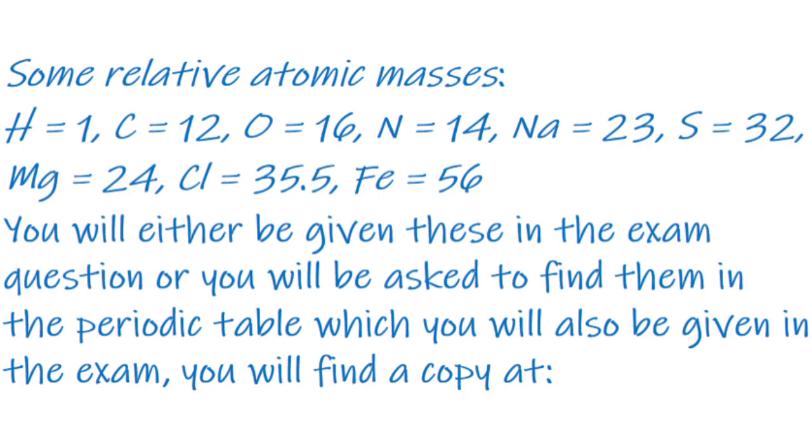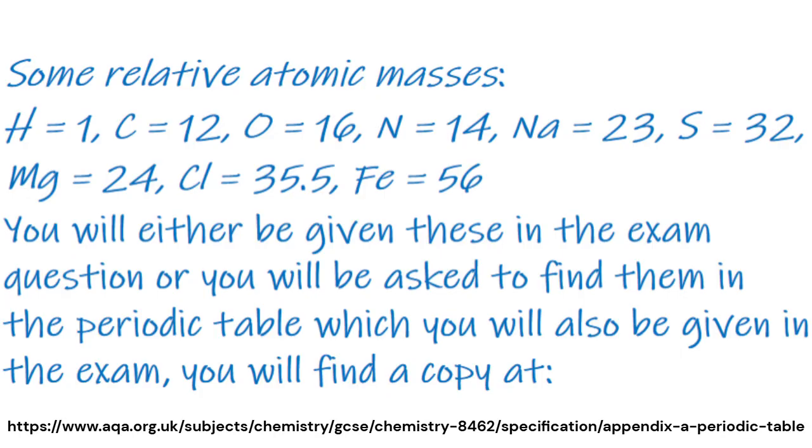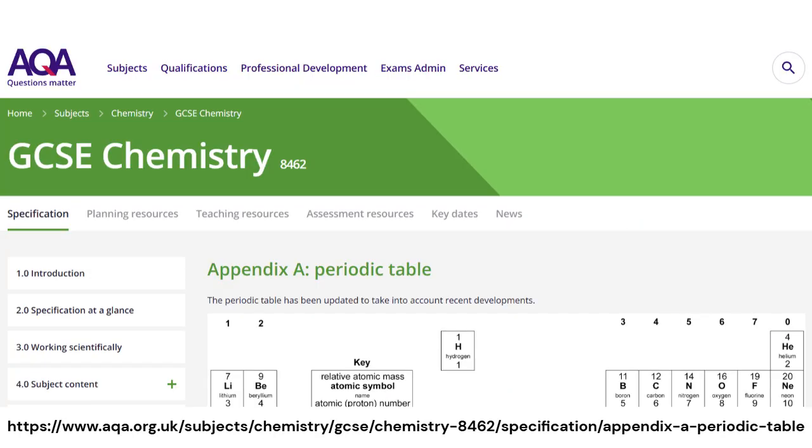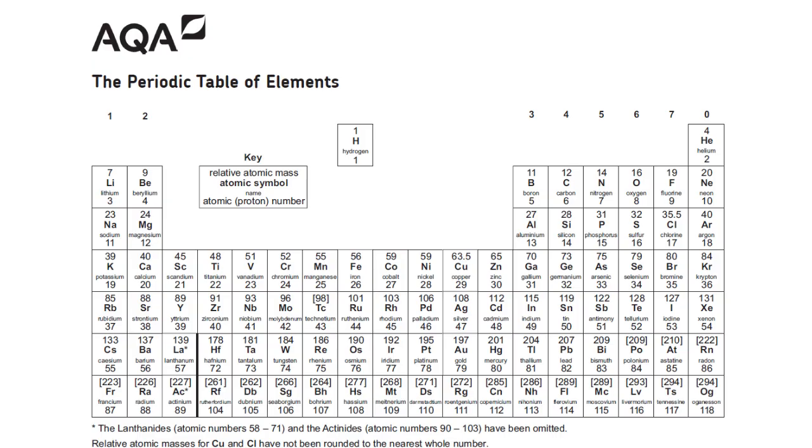Here are some relative atomic masses, and some of these you'll be very familiar with. And you will be given these either in the exam question, or you might be asked to find them in your periodic table, which you will also be given in the exam. And you can find a copy of your periodic table at the AQA website. The website address is there, and you just follow the link. There are other versions of the periodic table, but I would suggest that you use the version supplied by the AQA or any other exam board and get to know it and get to know your way around it.